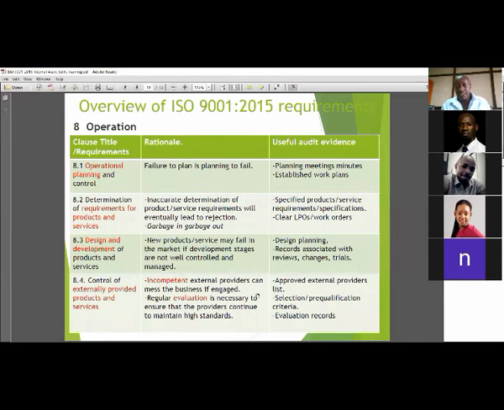Where it was stated that if you want to have useful audit evidence: approved external provider, which was mentioned by most of you, which is very good; selection and qualification criteria, mentioned by most of you; and evaluation records. However, I've not had any of you mention, like you said that the system starts at the very top, I've not had any of you ask about whether the procurement personnel understands the quality policy.